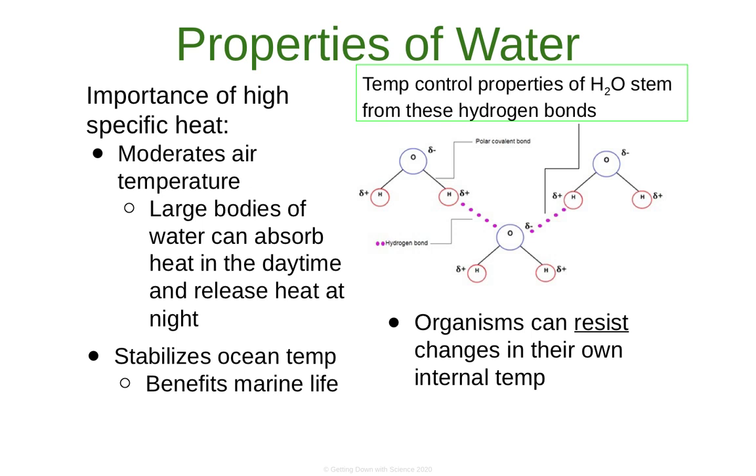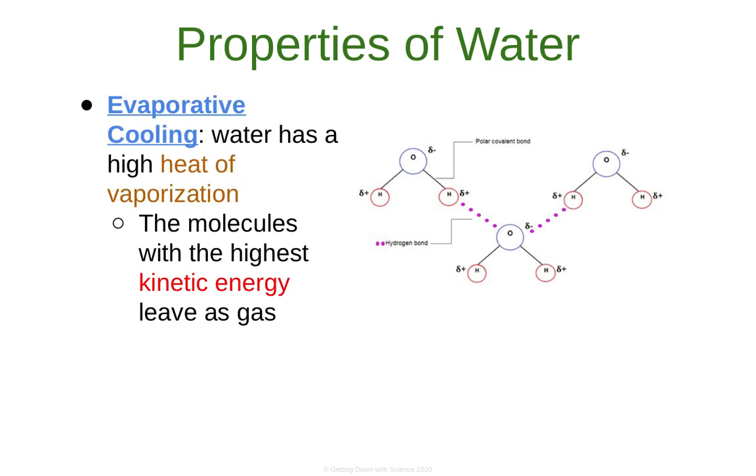So large bodies of water can absorb heat in the daytime and then release it at night, causing this stabilizing effect. And organisms can resist changes in their own internal body temperature because they are full of water. Evaporative cooling is also called heat of vaporization, if you're me, because you're old. But water has a high specific heat, and it also has a high heat of vaporization.